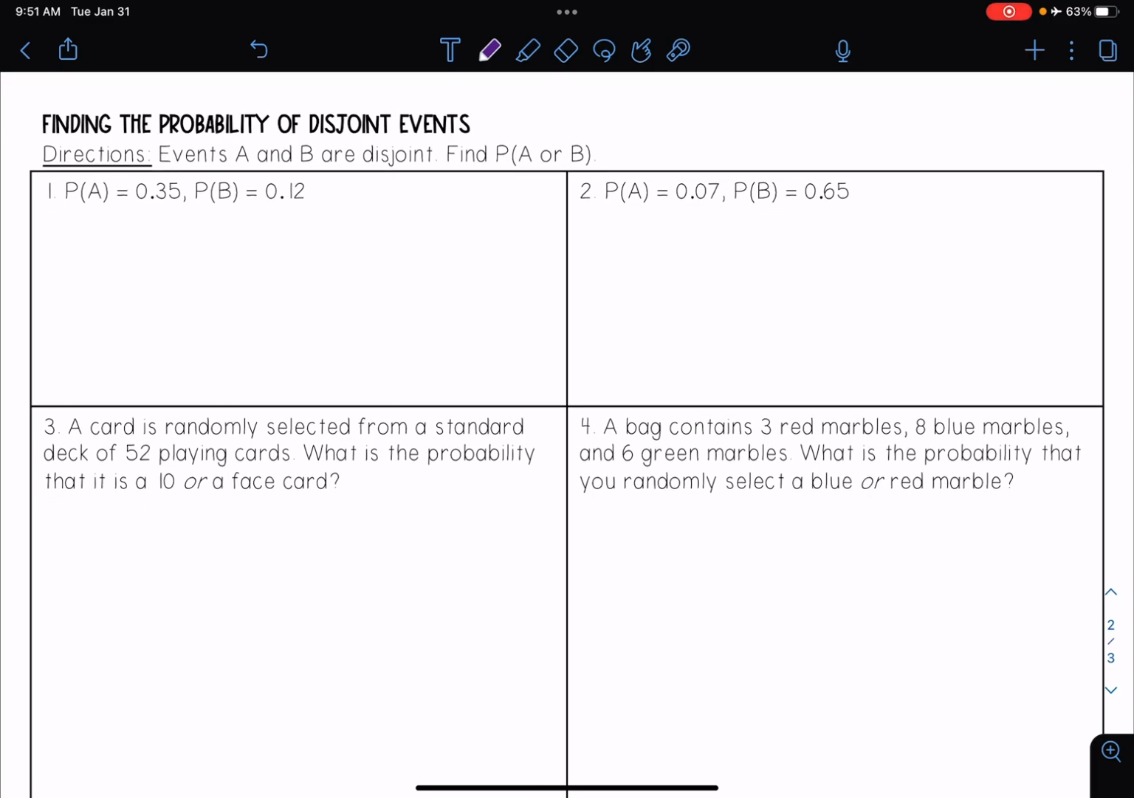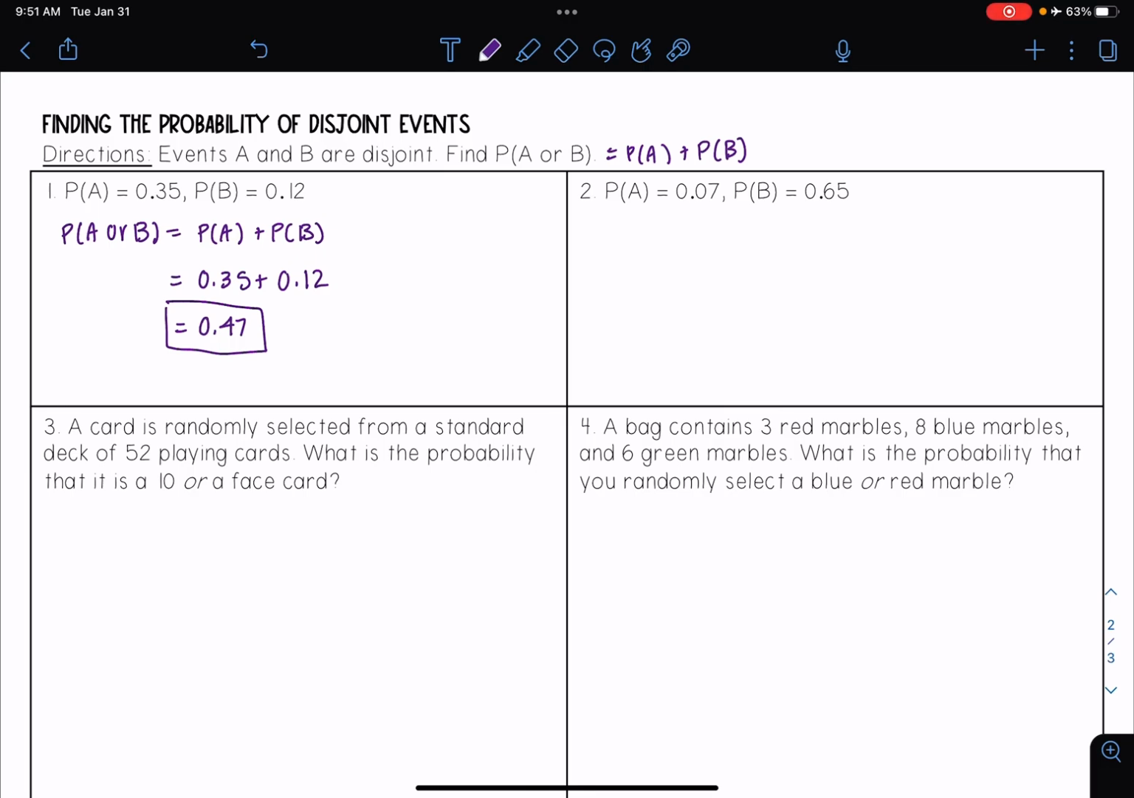So remember, for these disjoint events, it's just going to be equal to probability of A plus probability of B. So these first two examples say events A and B are disjoint, find probability of A or B. Well, I know probability of A or B is just going to be equal to probability of A plus probability of B. So I get 0.35 plus 0.12, which is going to equal 0.47.